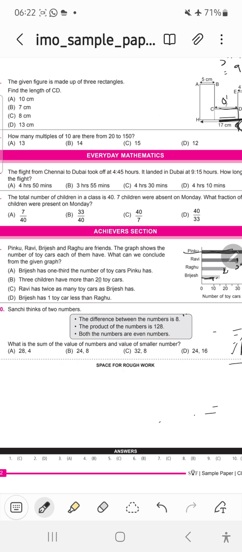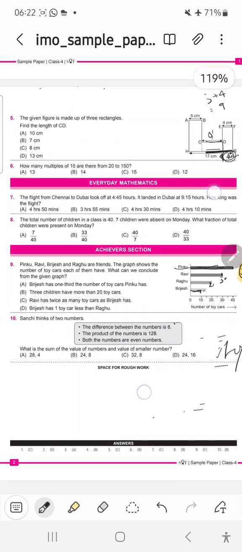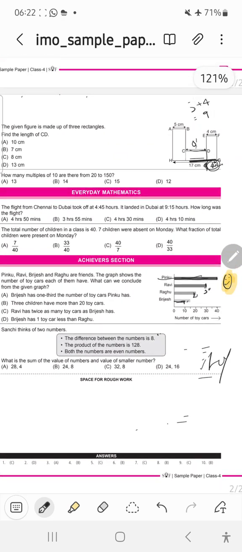Brajesh has 1/3 the number of cars Pinku has. Pinku has 40 cars. If you find 1/3 of 40, you cannot get a whole value. So the first answer is wrong. There would be a remainder, and the number of cars should not be a decimal. Cars can be either 4 or 5, not 4.5. For example, in your family, you and your parents: you cannot say you have 2.5 members. Numbers should be whole.